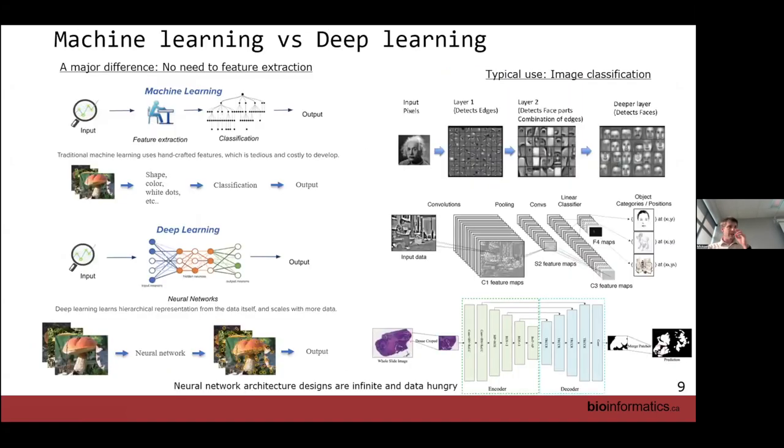And talking about neural networks, that leads us to deep learning. Of course, there are many, many ways to do deep learning, and it's very complicated. But the major difference is you don't need what we call feature extraction. You can imagine a set of data, such as mushroom ears. You need to describe your data. You can't just feed it like this in a machine learning model. So you have to extract the shape, the colors, if they have white dots or not, whatever you want.